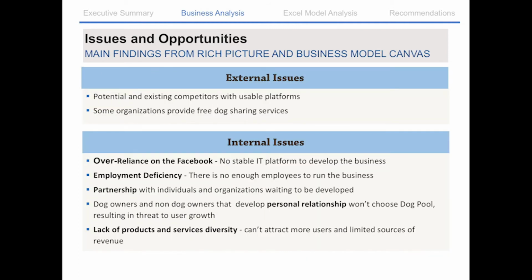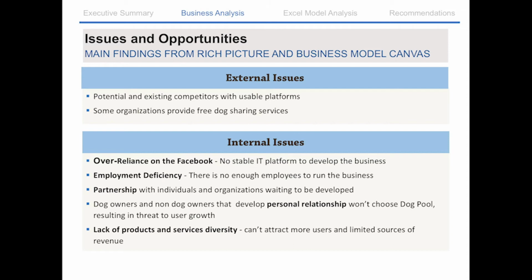By combining findings in rich picture and business model canvas, we identify some issues that Dogpool encounters, which can be regarded as the opportunity for Dogpool's further development. For external issues from rich picture, first of all, there are several potential and existing competitors with usable platform, which can increase the pressure for competition. Some organizations provide free dog sharing service, which makes the Dogpool service lose part of its value.